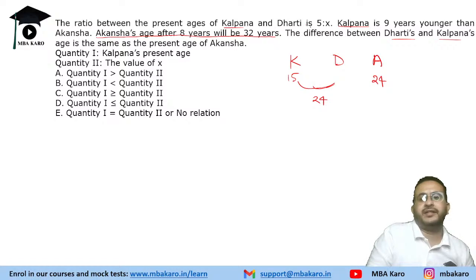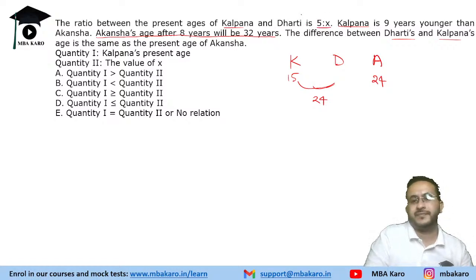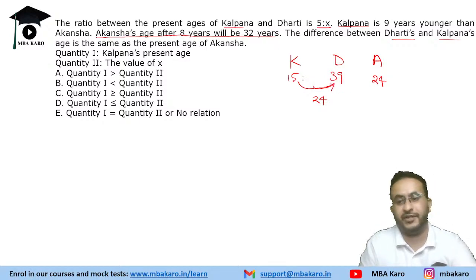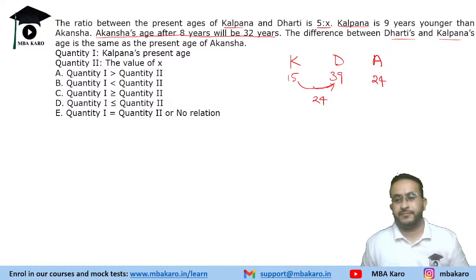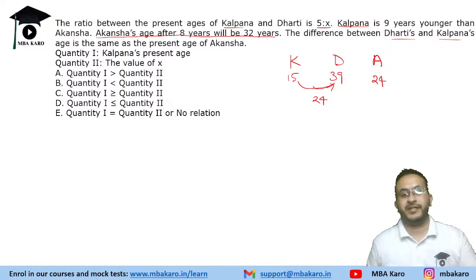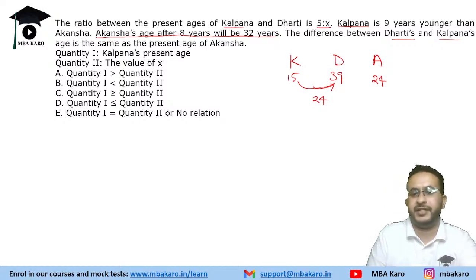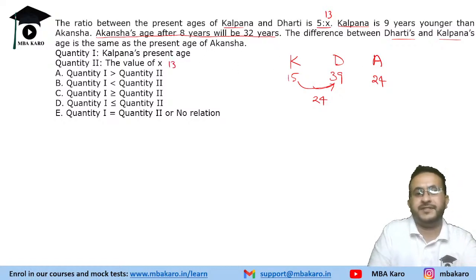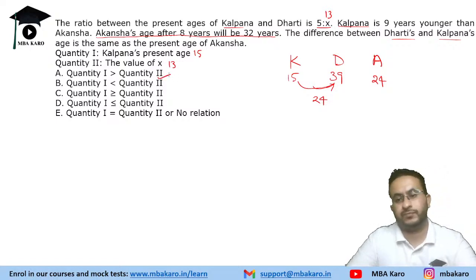And Kalpana and Dharti, it is 5 ratio x, right? So 15 and 39, 24 का difference होगा, right? See, negative तो नहीं हो सकता. We cannot take minus 24, isn't it? The age cannot be negative, so it has to be 39 only. So it is 39. So x will be 13. So quantity 2 is 13, and Kalpana's present age is 15. So quantity 1 is greater than quantity 2.